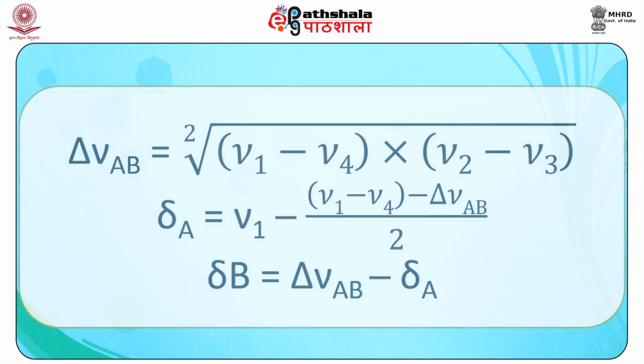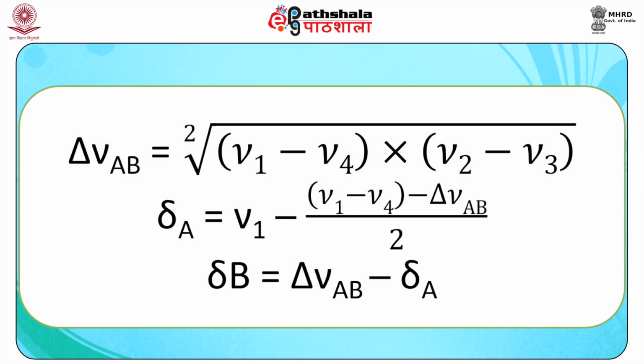The chemical shift values can be calculated by the mathematical formula, delta nu AB is equal to square root of (nu1 minus nu4) multiplied by (nu2 minus nu3). Now, in this case, delta A will be equal to nu1 minus (nu1 minus nu4) minus delta nu AB divided by 2. Thus, delta B here will be delta nu AB minus delta A.